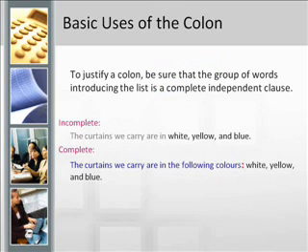In order to use a colon to introduce a list, we have to be sure that the group of words introducing the list forms a complete independent clause. So you can see in the first example here we cannot use a colon because there is not a complete independent clause starting the list. The curtains we carry are in. These words cannot exist by themselves, so there's no colon. In the second example, we do have a complete independent clause. The curtains we carry are in the following colors. And then we can use the colon and start the series.